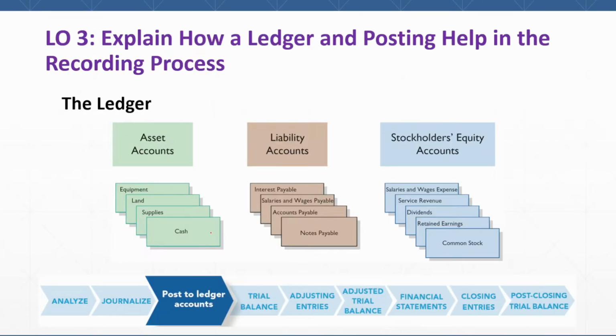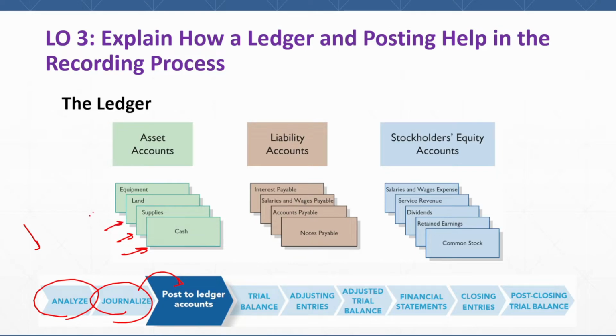In learning objective 3, we talk about the ledger. So take a look at the diagram at the bottom of the slide. We passed the analysis phase, we passed the journalization. Now it is time to post the journal information into our ledger. But what is the ledger? The ledger is simply the same as the journal. It contains all the information, but the information is categorized based on different account names.